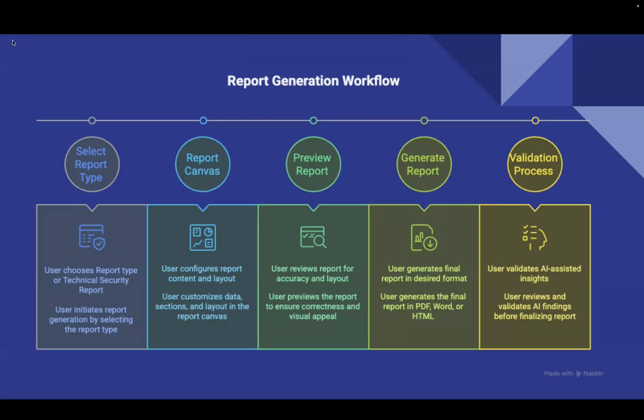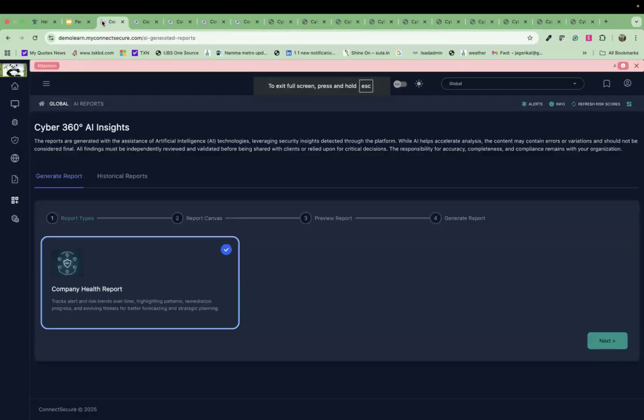I'll take a few minutes to show how this works. Under reports, you'll have AI reports. Barsha, if you want to walk through this, I will navigate the screen. Yeah, sure. So this is the company health report that we just showed. It will give you an overall performance across all your companies. Since this is for all the companies, it's at the global level, as you can see. So click on next.